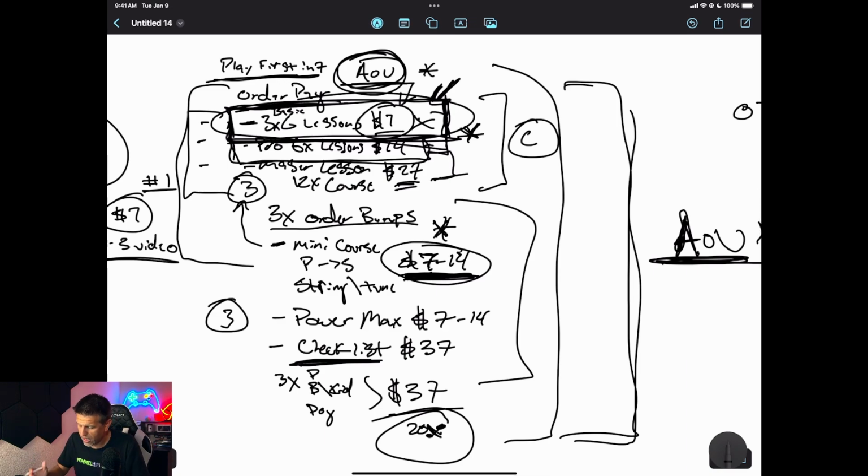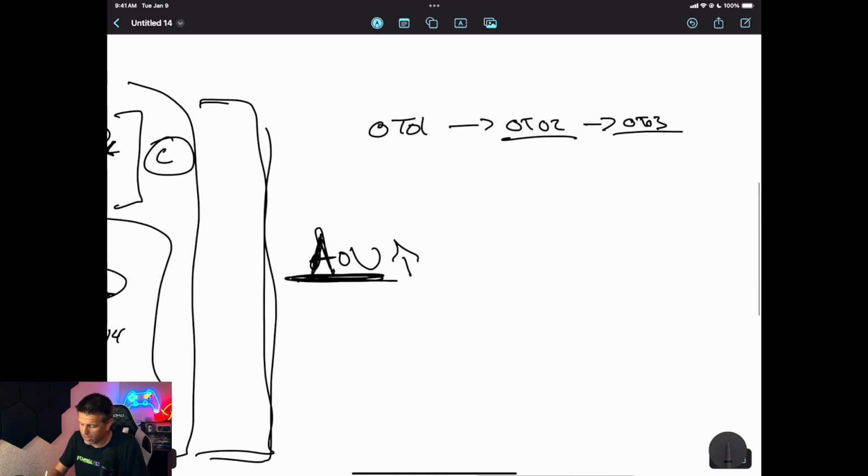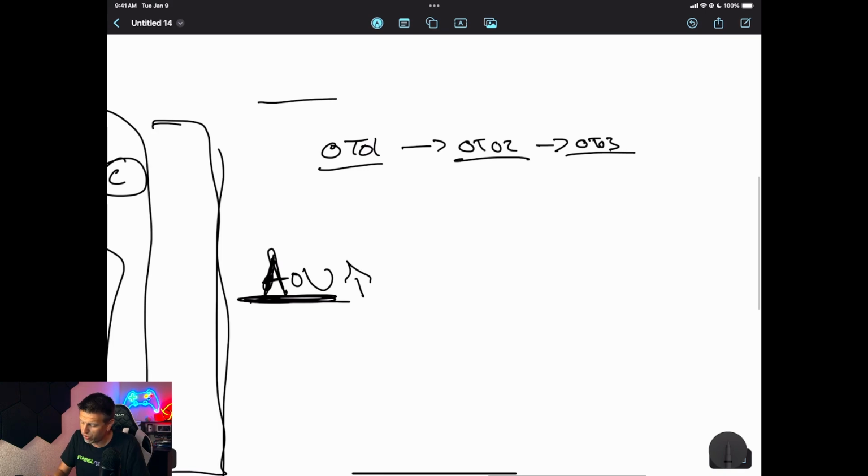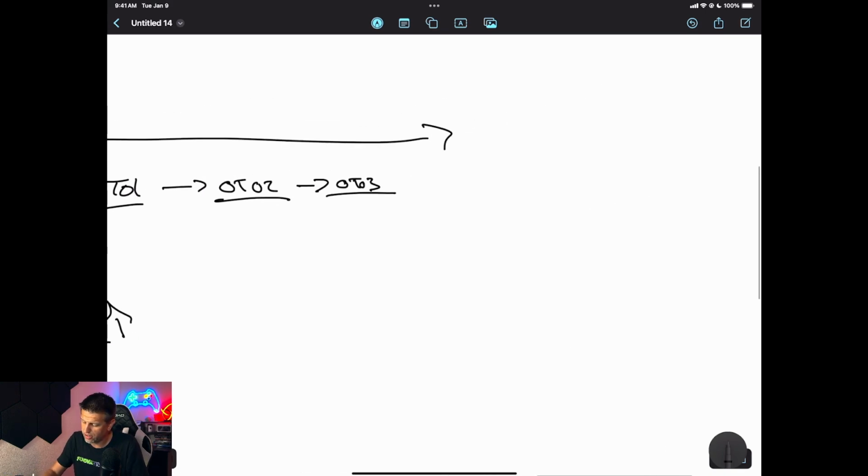So hopefully that makes sense. Same with the OTOs. Just create one product. And after that one product, you can take them straight to the thank you page and just get the thing launched in an afternoon.